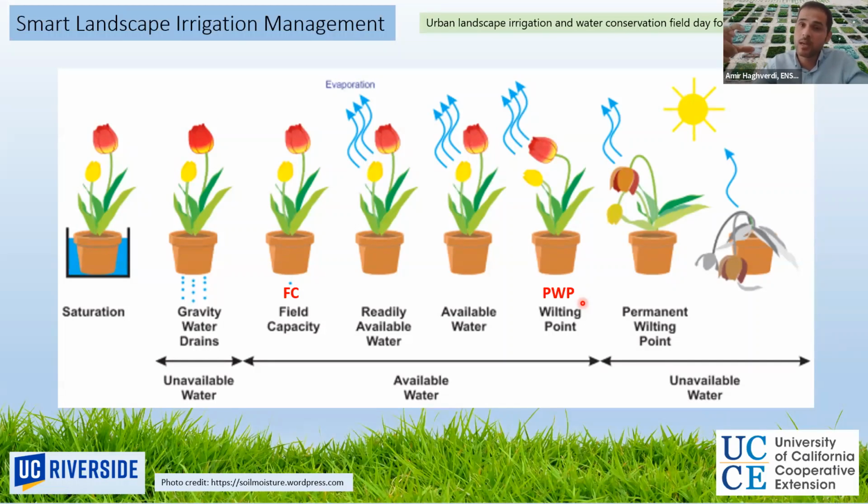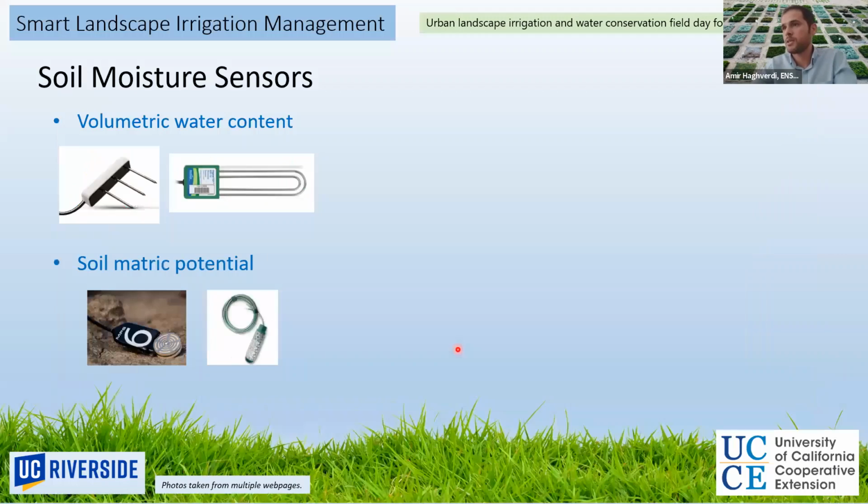They don't have the energy, and then we are going to stay between field capacity and permanent wilting point in terms of irrigation management. And soil moisture sensors can help us with that. There are two types. They either measure volumetric water content, or how much water is in the soil, or they measure what we call soil matric potential, or energy state of the water in the soil, which is also a really important parameter.